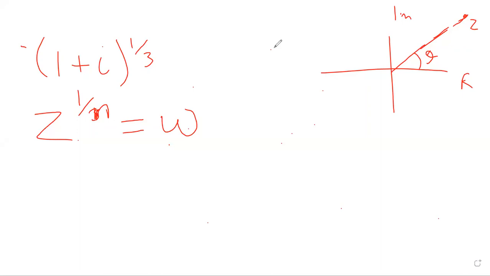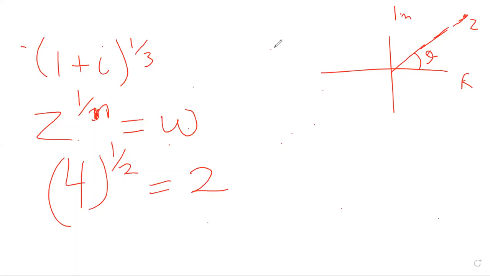So we have z to the power 1 over n is equal to w. So this means that w is obviously a root, an nth root of z. So if I say 4 raised to the power 1 over 2, or let's say the square root of 4, is 2, that means that 2 is the square root of 4.